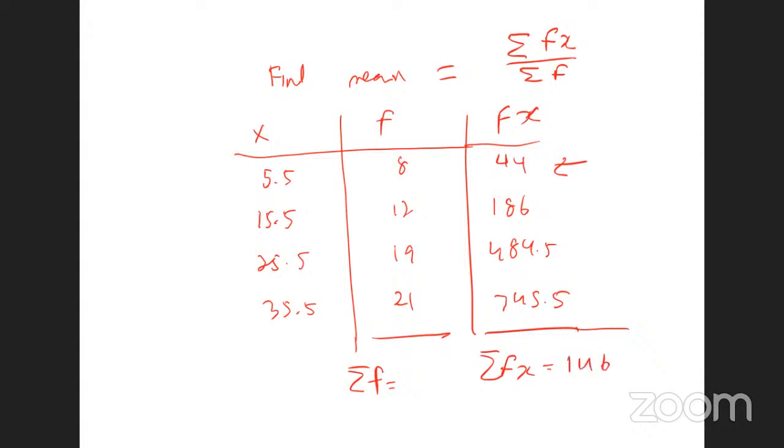1,460. And when you add up the frequencies, it's 1460 over 60. The 60 will cancel and you'll get 24.3. Anybody else get that? Exact value? Right. So that's the way you find the mean.